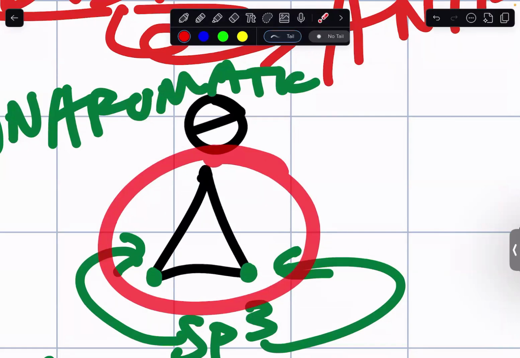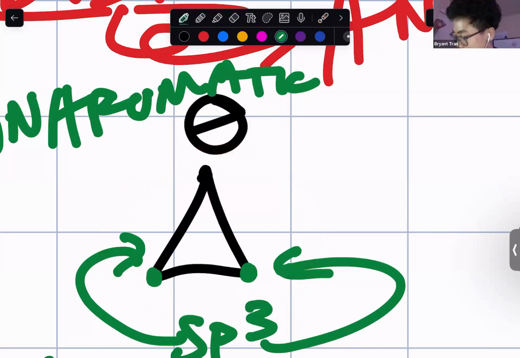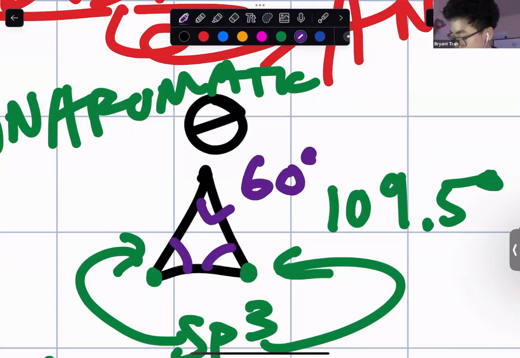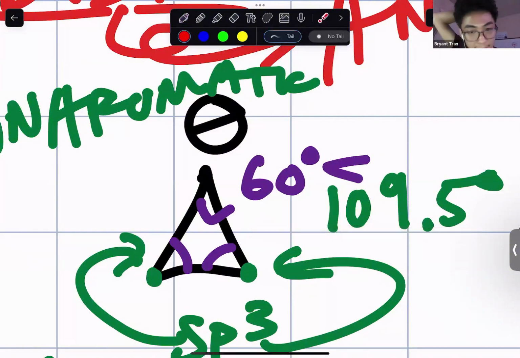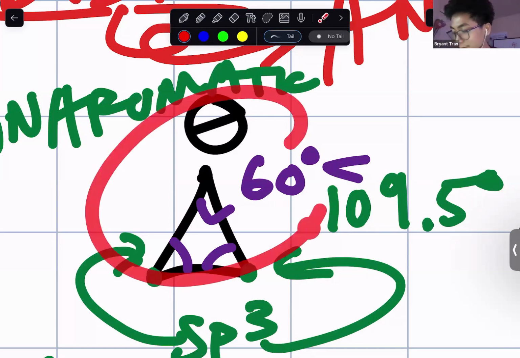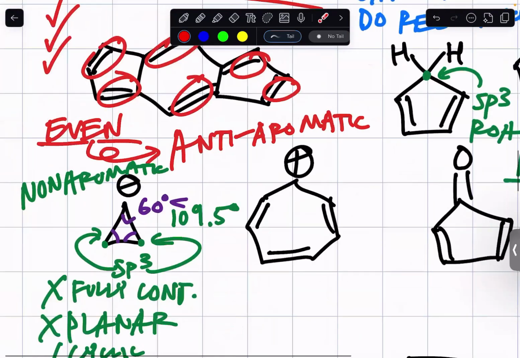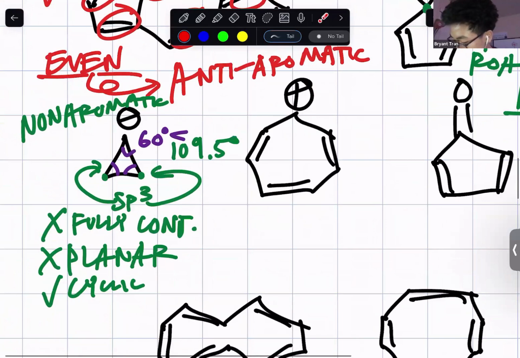Yeah, right. Because these sp3 carbons, like we said, have a preferred bond angle of 109.5 degrees, but these bond angles here are forced to become 60 degree angles, which is way less than 109.5 degrees. So that's a lot of bond angle strain, a lot of ring strain right there. So that's why this molecule specifically is very unstable because of that ring strain, bond angle strain. Okay. That's going to be non-aromatic.